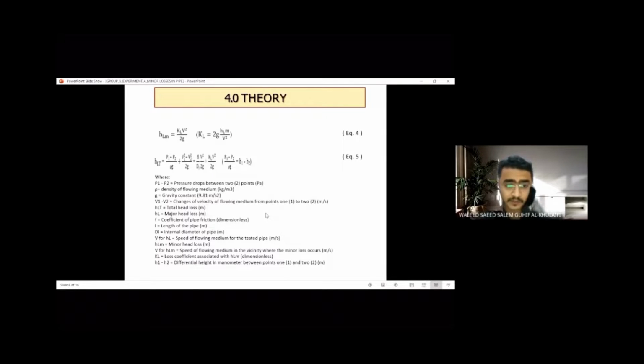DI is the internal diameter of the pipe. V for HL is the speed of the flowing medium in the tested pipe. HLM is the minor head loss. V for the HLM represents the speed of the flowing medium in the vicinity where the minor loss occurs. We also have KL, the loss coefficient associated with the HLM. The last one is H1 minus H2, which represents the difference in heights in the manometer between points 1 and 2.